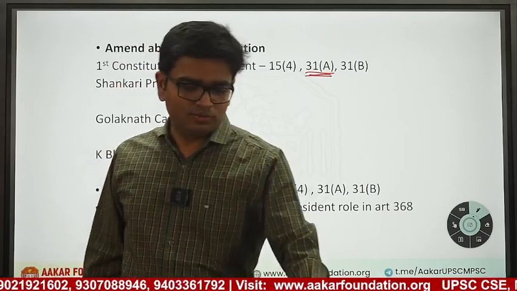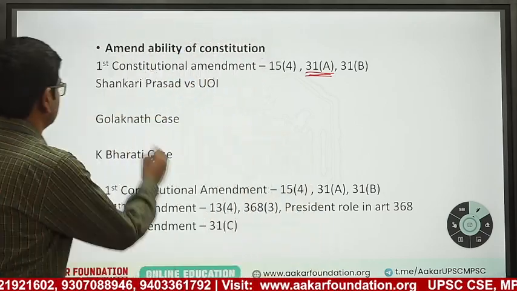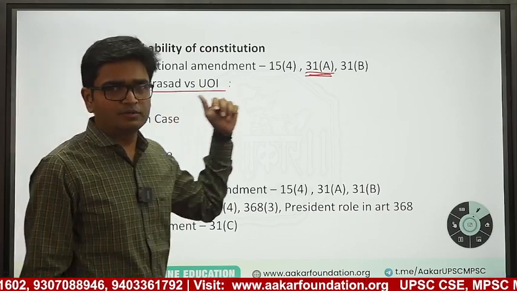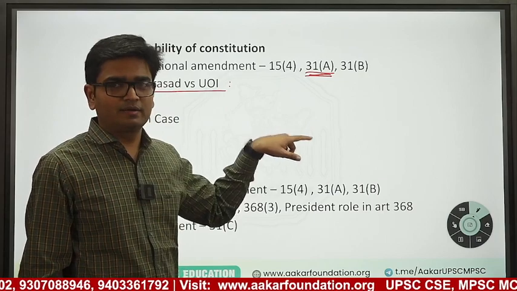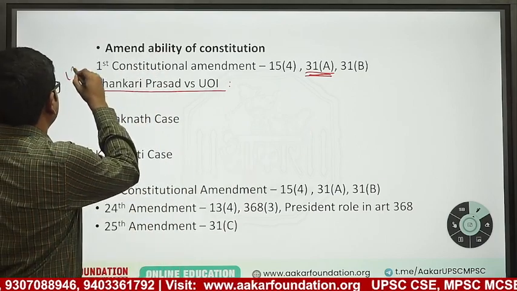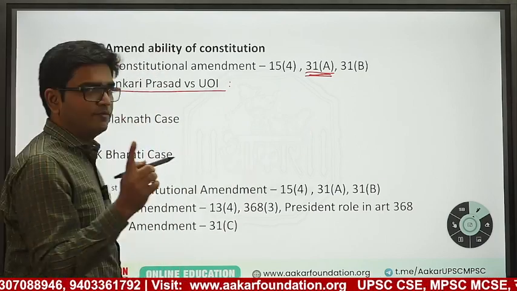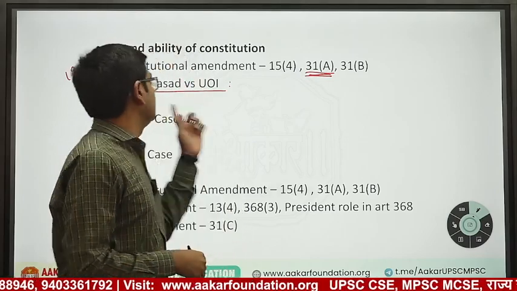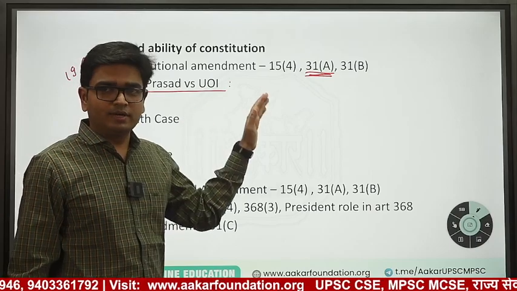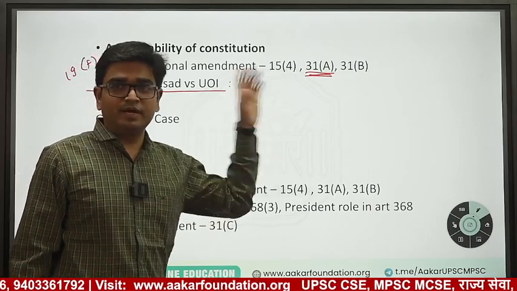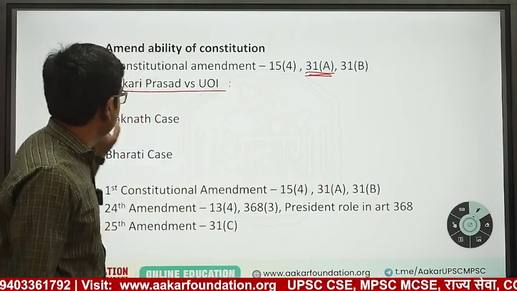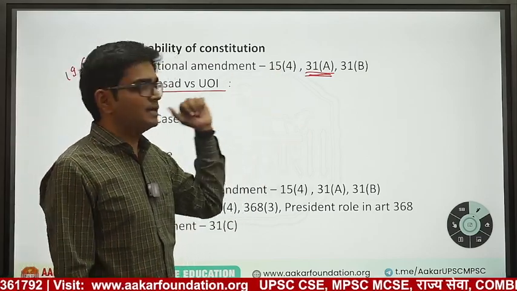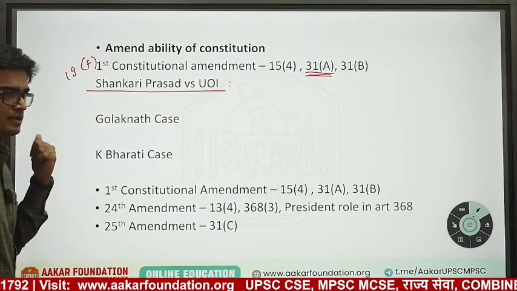The first case that arose was Shankari Prasad versus Union of India. Obviously his land was taken by the government and he went to the Supreme Court asking that his fundamental right, which was 19F at that time, was violated. 19F was not removed until the 44th Amendment Act of 1978. Till that time, the right to property was a fundamental right under the right to freedom. So Shankari Prasad went to the Supreme Court asking that 31A violated his right under 19F, that is the right to property.